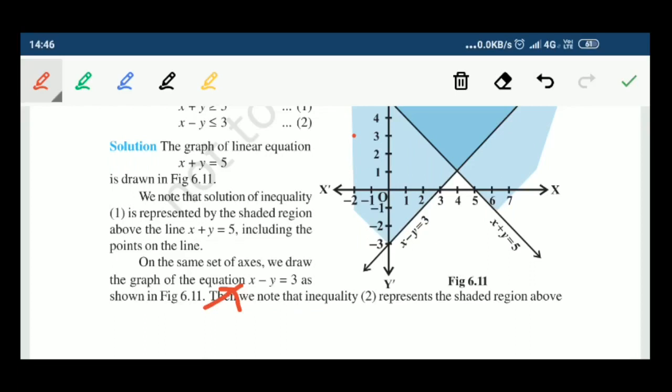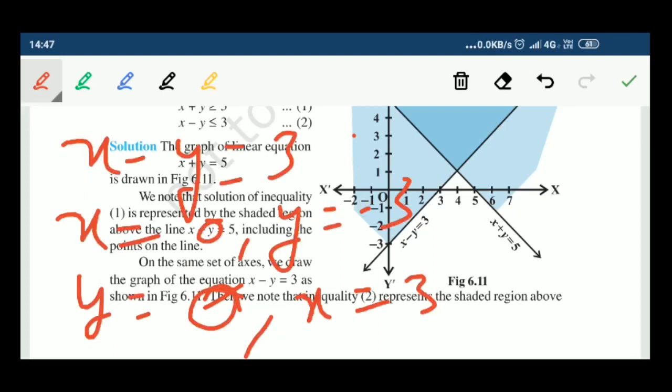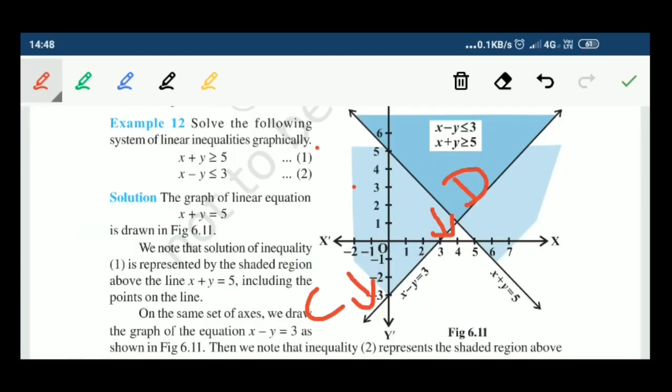Now, on the same set of axes, we will draw the graph of the equation x minus y equals to 3. For the graph, when you put here x equals to 0, the value of y is here minus 3, and when you put the value of y equals to 0, the value of x is equal to 3. A line which passes through the points C and D, this line is the graph of this equation x minus y equals to 3.